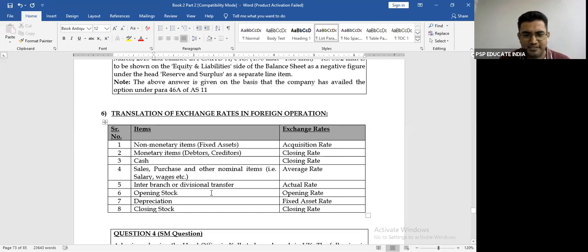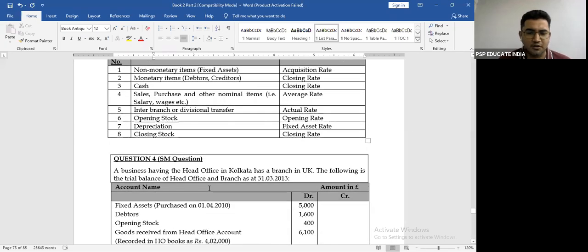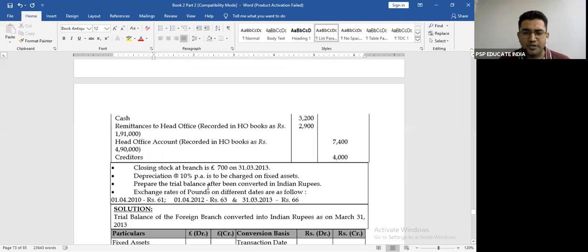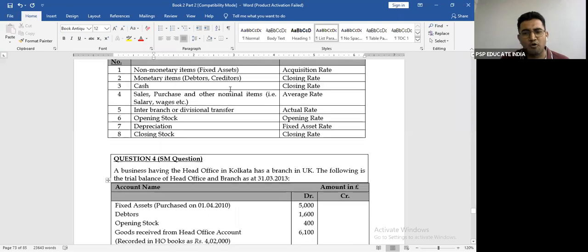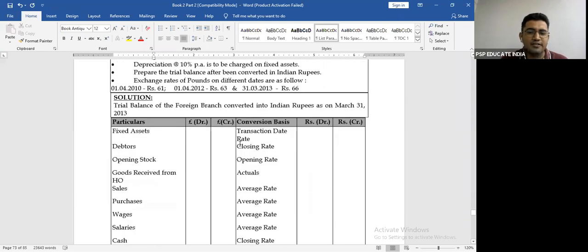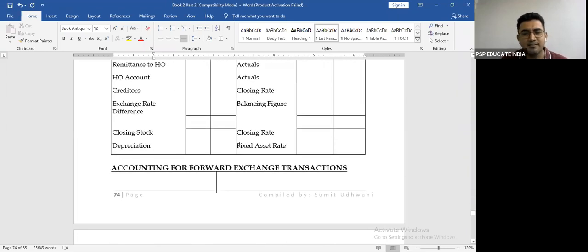Right after this, we solved one question, which is question number 4. In question number 4, we simply followed this table, and then we got the exchange gain difference, which we'll either debit or credit to the profit and loss account.